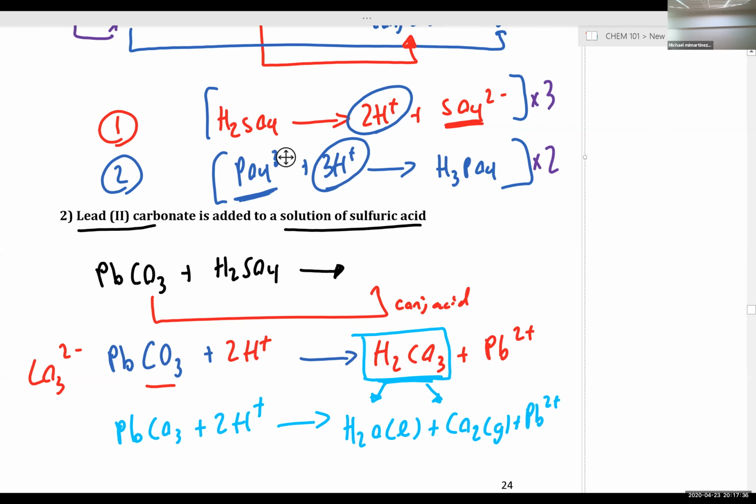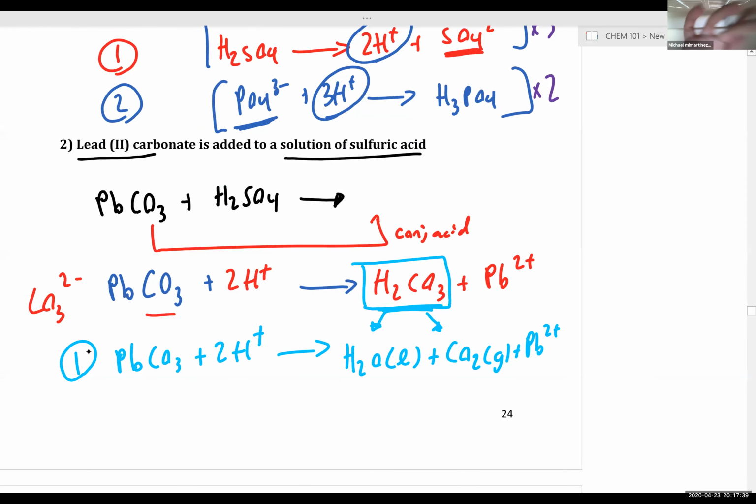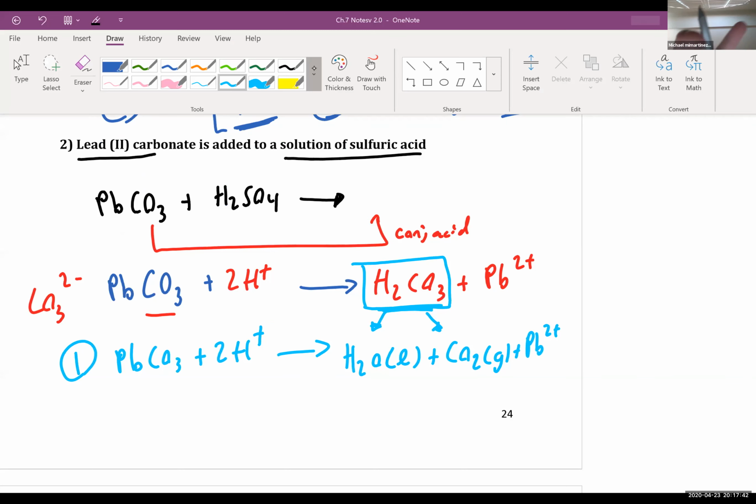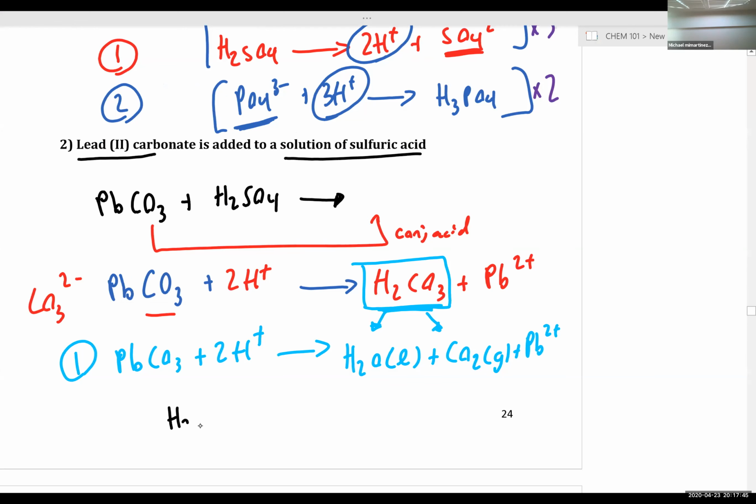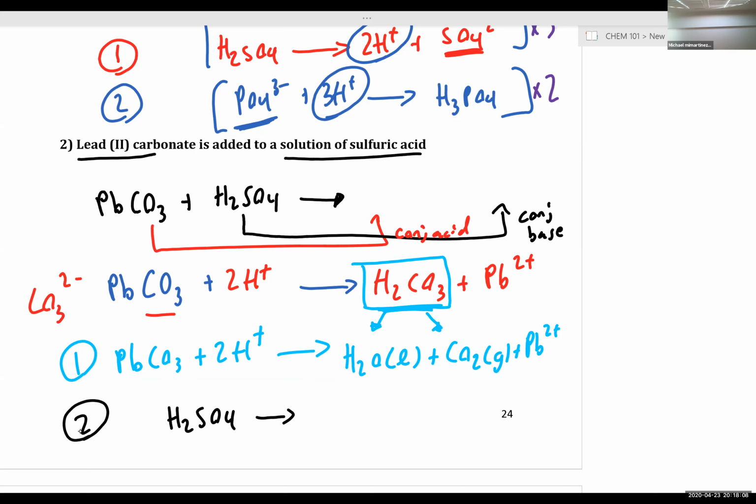Okay, so we have our first quote unquote half reaction. Now let's repeat this process for sulfuric acid. Sulfuric acid is going to react to generate what conjugate base? What's the fully deprotonated species from sulfuric acid? What anion does sulfuric acid dissociate into?